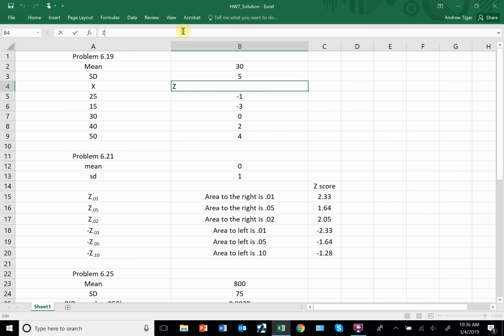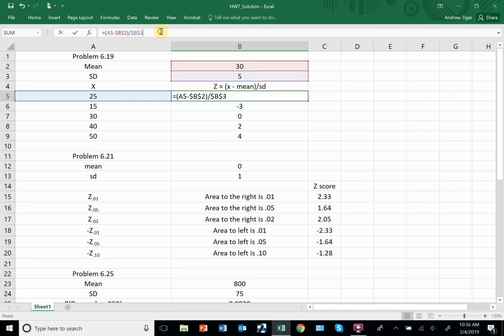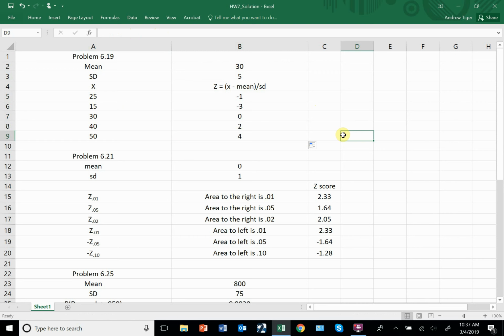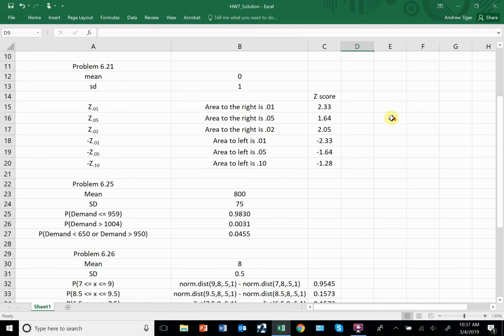The z-score formula is always equal to x minus the mean divided by the standard deviation. So if that's true, to calculate a z-score when x is equal to 25, I reference that cell minus the mean in parentheses divided by the standard deviation, and I put dollar signs around my references to my mean and standard deviation. Copy those down. That's the answers.